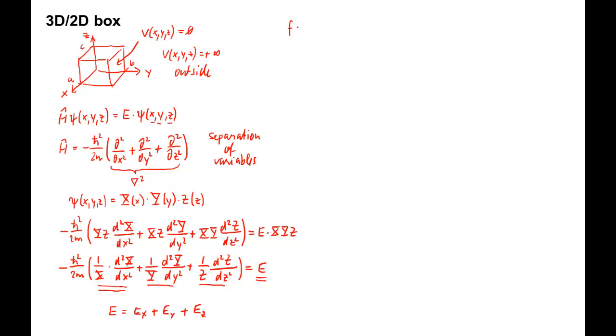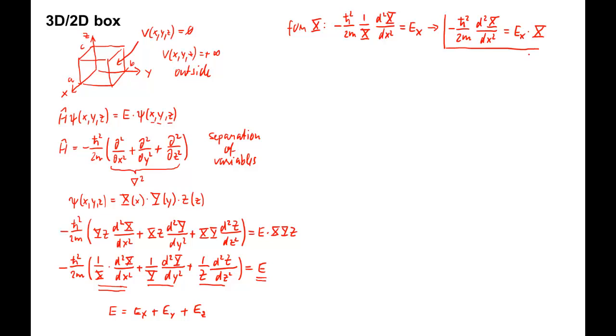The equation for X reads minus h bar squared over 2m times 1 over X d squared X over dx squared equals Ex. Multiplying left and right by X, this gives minus h bar squared over 2m times d squared X over dx squared equals Ex times uppercase X. Now, this is exactly the Schrodinger equation for a particle in a one-dimensional box along x. Recall that the box length along x was a. We've solved this equation already, so we can write down the solutions.